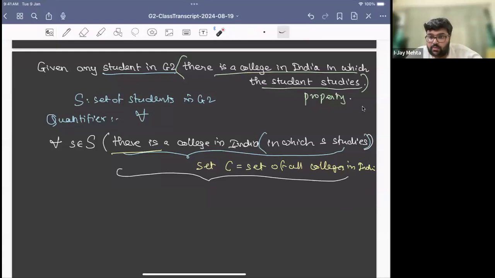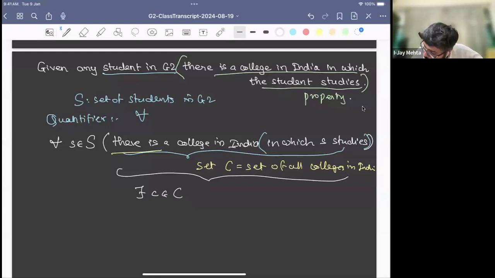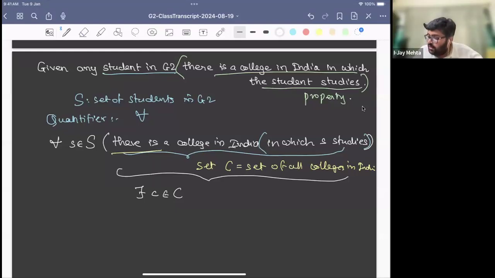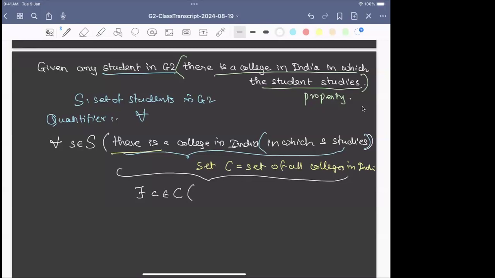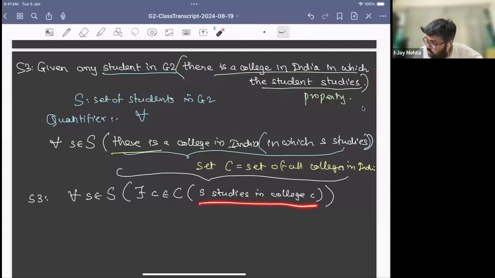Okay, room number 5, Shivam. There exists small c belonging to capital C. Yes, there exists small c belongs to capital C. What is small c? Small c is a college from the set of all colleges in India, such that S studies in C. So the student studies in college C. So the statement will be our S3, right? S3 will be: given any student in G2, there is a college in India such that S studies in that college.